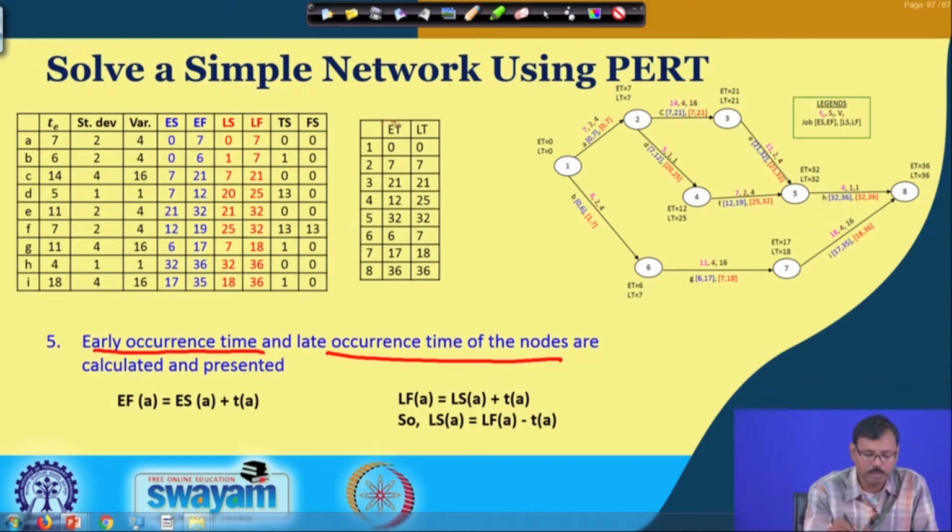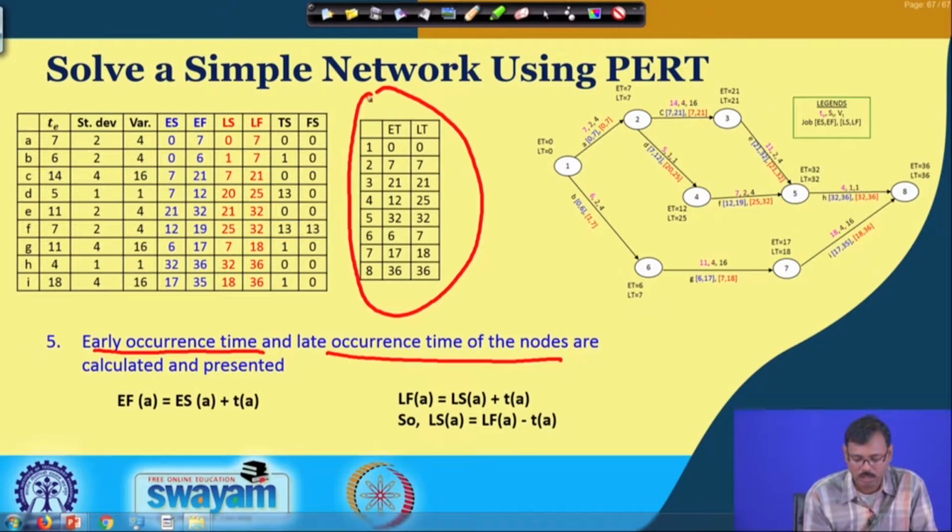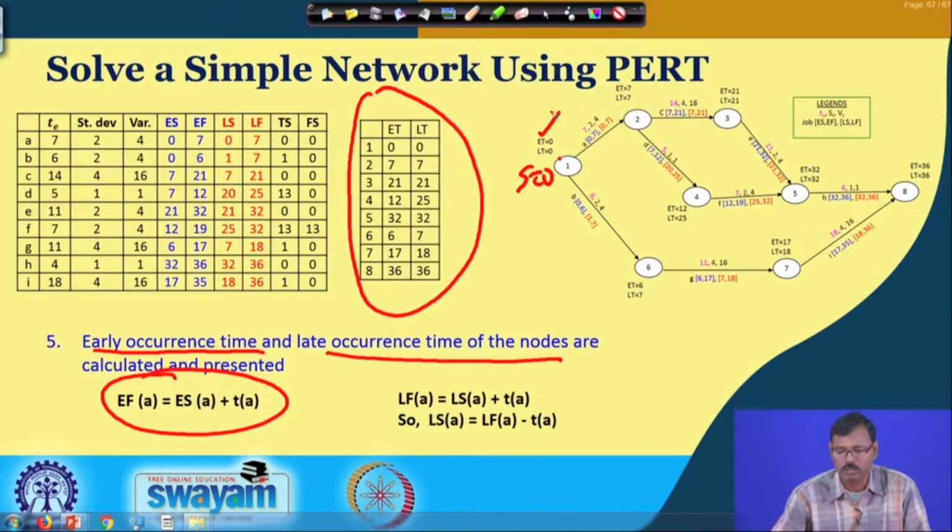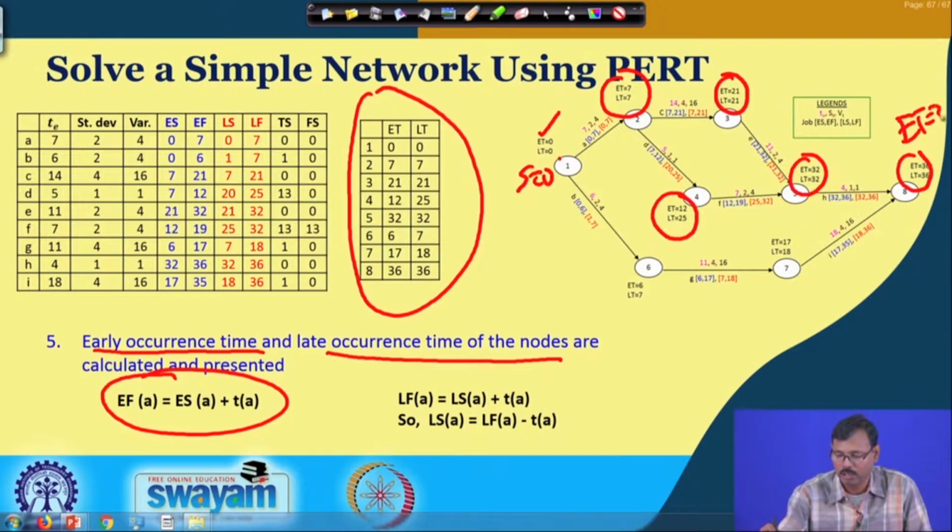Based on this table we have prepared this table. Early occurrence time is nothing but the early start time of that node. So, considering S equal to 0, the earliest occurrence time of this one is 0. We have determined the early occurrence time of these nodes at each position, and finally we have come out with E t equal to 36 for the final node. That means the project can be completed in only 36 hours. So, that is the requirement.